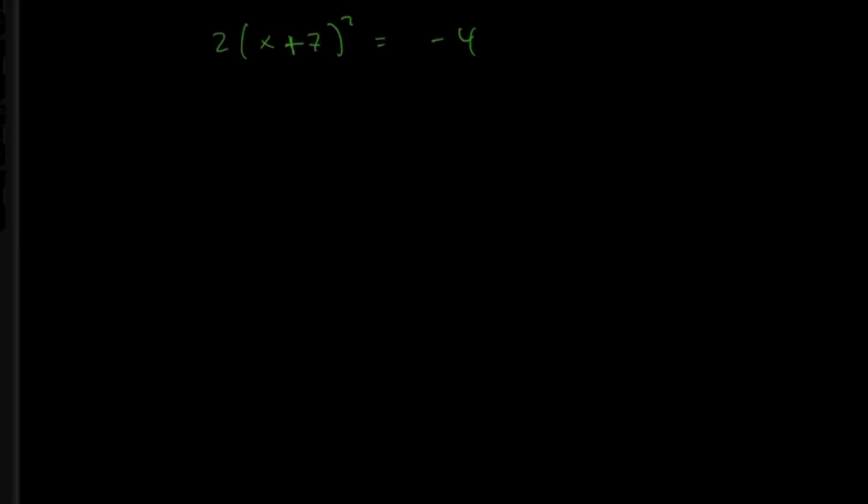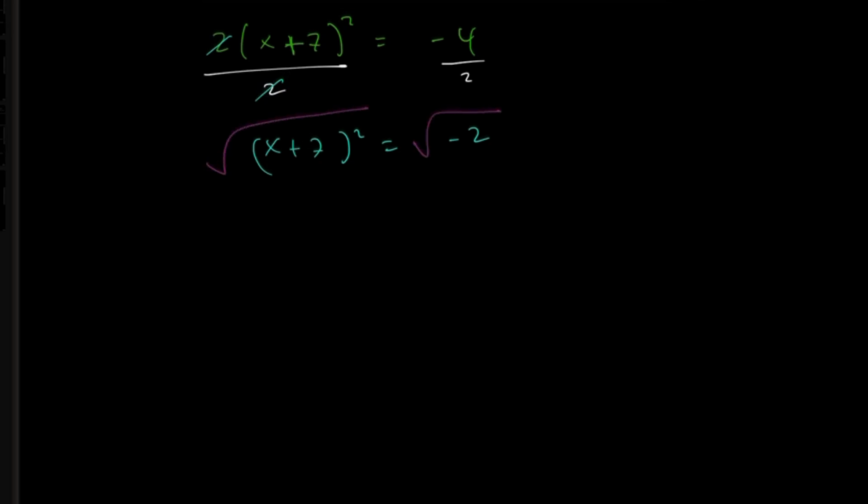All right, thanks, Mr. Ray. We're going to go ahead and finish the problem. Divide by 2. 2's will cancel there. You're left with x plus 7 squared equals -2. You can take the square root. Remember, when you take the square root, you have plus or minus. So x plus 7. This goes away, that goes away.